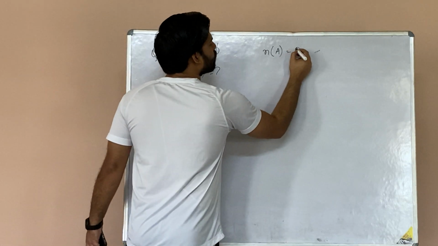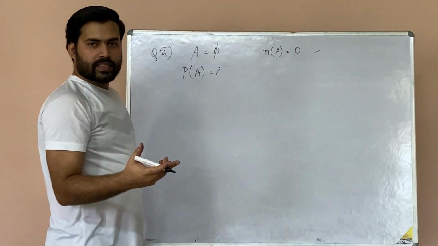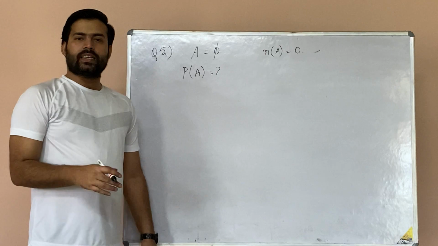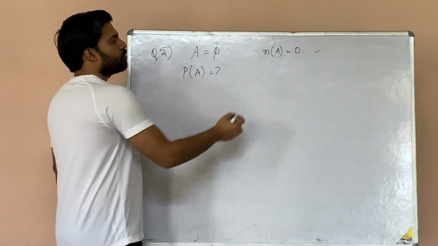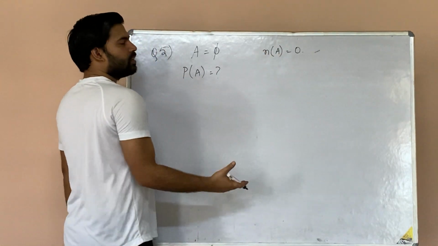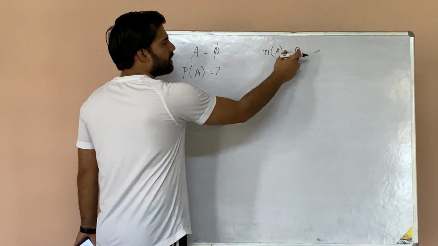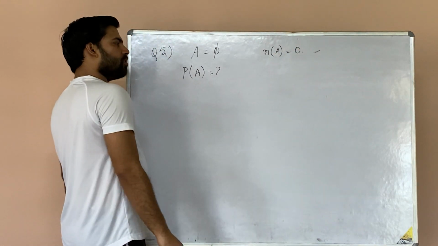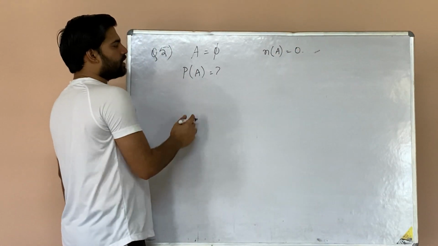They will say this is 0. ϕ means what? This is a null set. So how many elements will be there inside this set? They will say this is 0. The order of A, or the cardinality of A, is basically 0. So based on this, how many elements will be there in the power set of A?